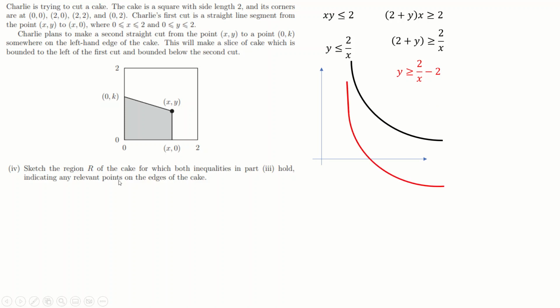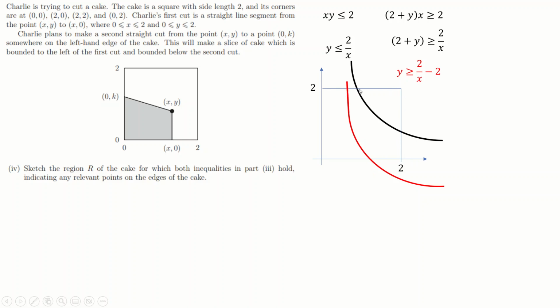Now, indicating any relevant points on the edges of the cake. It took me a while to work out what that meant, but of course this graph not only is bounded in the top quadrant because x and y are positive, but also they're bounded by 2 and 2, right? They can't be bigger than 2. So let's bound these at 2 and 2, and then let's just talk about what all these intersections are. I think that's what it means, relevant points on the, we imagine this is the cake, and on the edge of the cake they just want us to tell them what the points are.